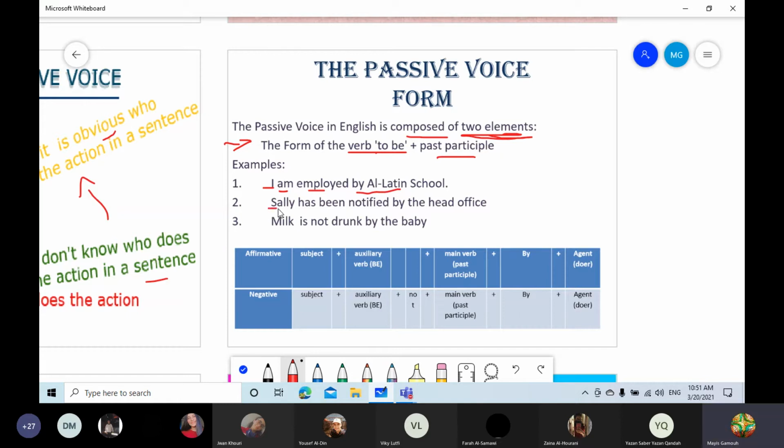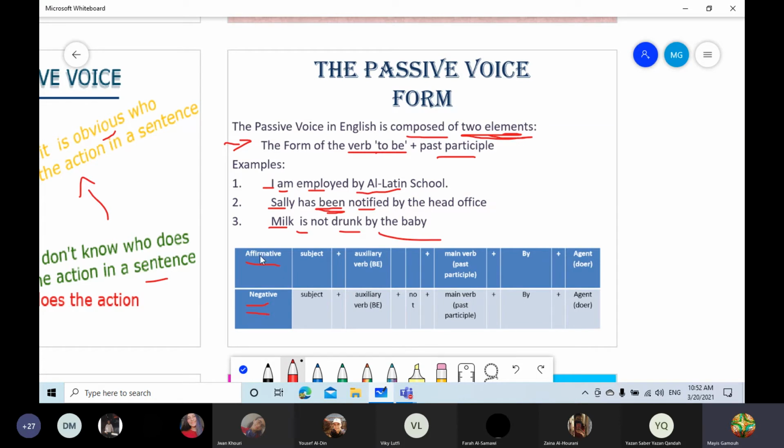Number 2, Sally is my subject, has been, okay, is the form of the verb to be. Notified is my action, and it is the verb in the past participle, by the head office. And number 3, milk is my subject, and is is the form of verb to be, and it's in the present. We will talk about negation right now if I want to negate it. And drunk is the past participle of the verb drink, which is verb 3 of the verb drink, by the baby.